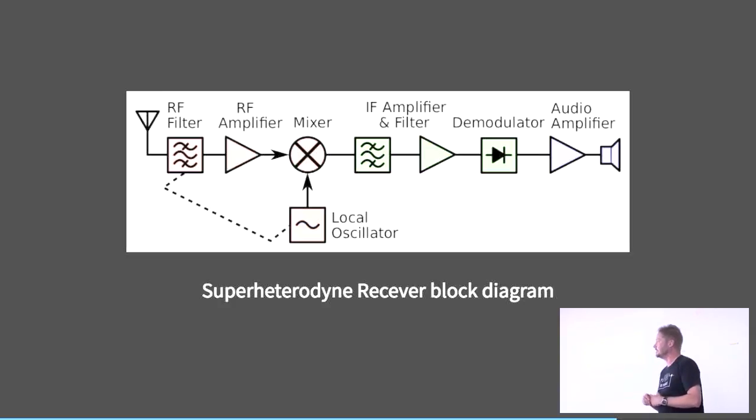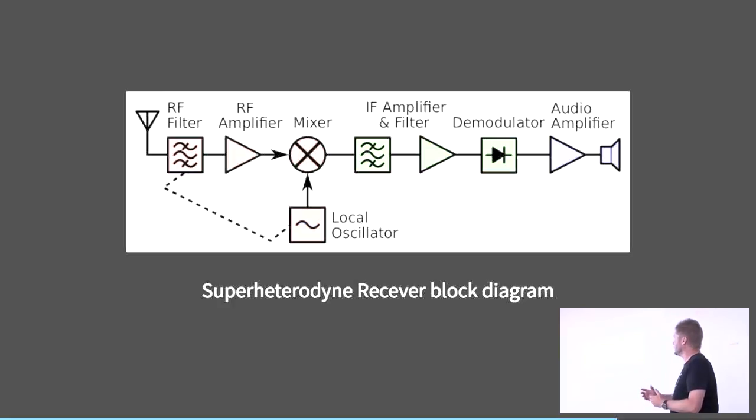And when it multiplies them, it spits out a bunch of other signals. The most interesting ones are the sum of the two signals that went in and the difference between the two signals that went in. So if you started out with a local oscillator that was oscillating at 500 kilohertz, and you had a signal coming in of 1500 kilohertz, the output of the mixer would be 2000, which is the two of them added together, and 1000, which is one subtracted from the other.